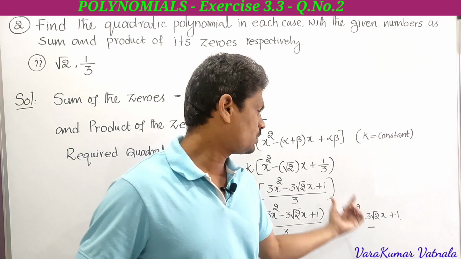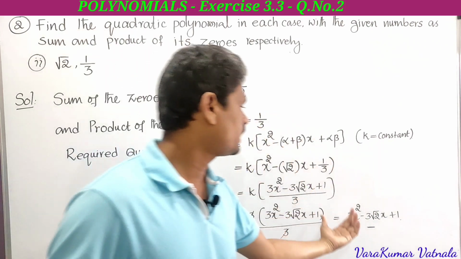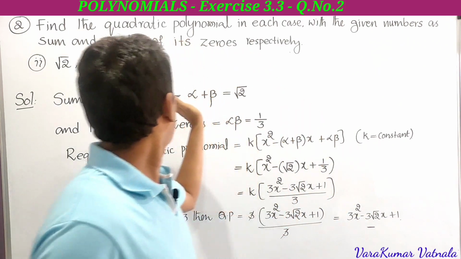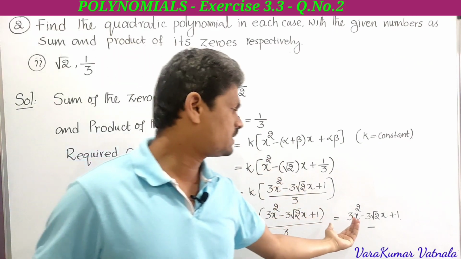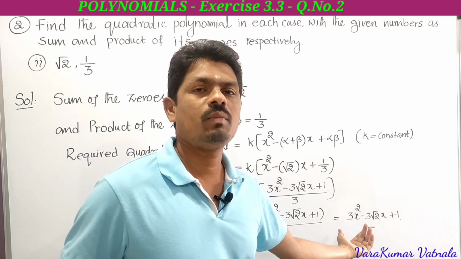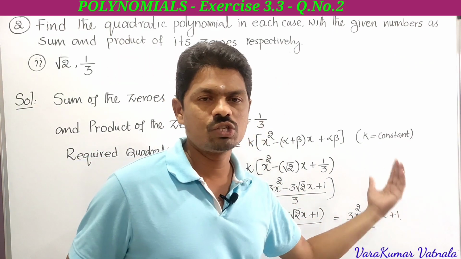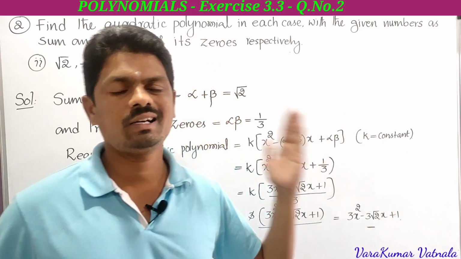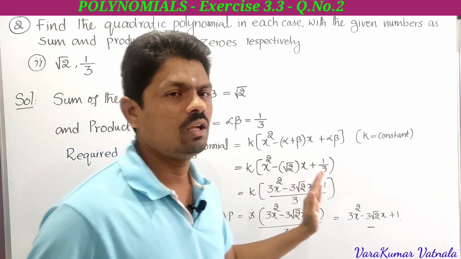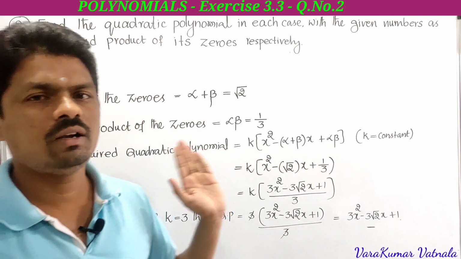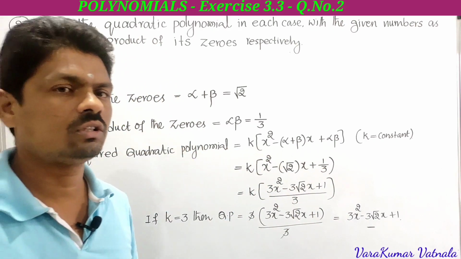So sum of the zeros is root 2 has given, product of the zeros is 1 by 3 has given. This is the quadratic polynomial with the sum of the zeros root 2 and the product of the zeros 1 by 3. So this is the second bit. So next we have to solve the third bit.